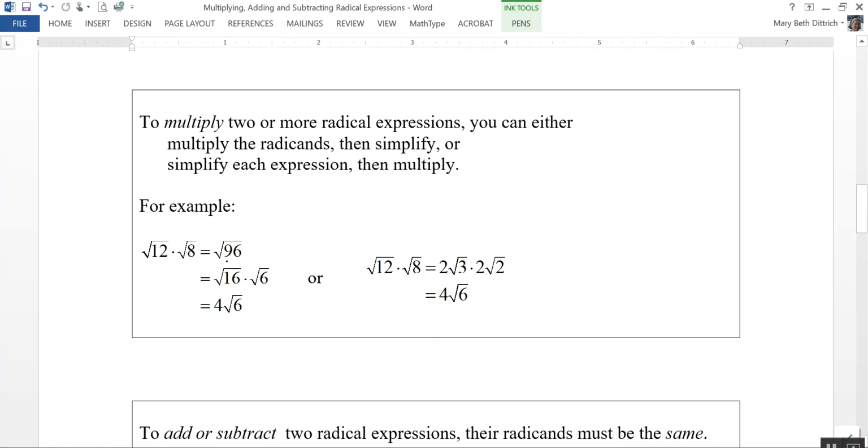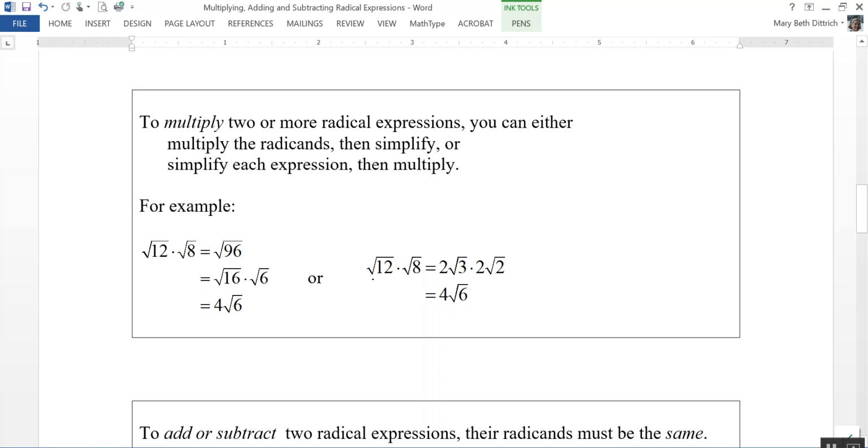Then I can simplify the square root of 96. 16 is one factor of 96, so the square root of 96 simplifies into the square root of 16 times the square root of 6. The square root of 16 is 4, so that's 4 square root of 6. The other way I could do it is simplify each of those separately.